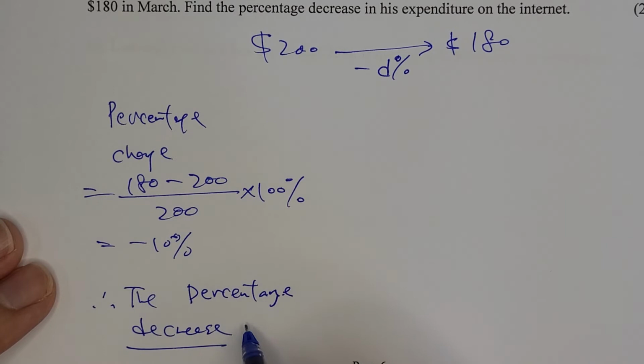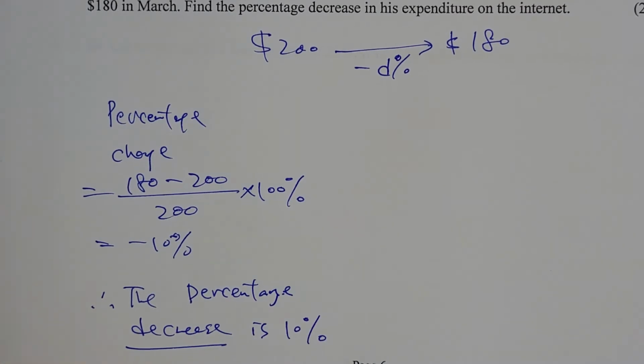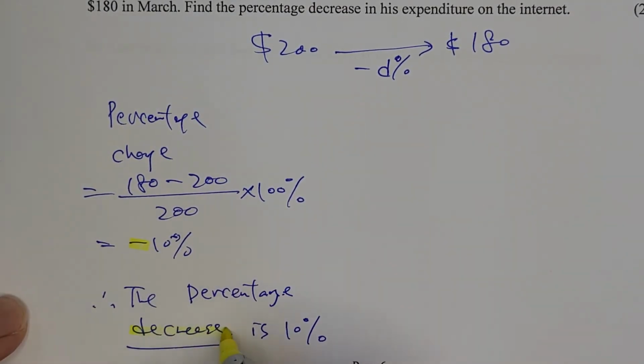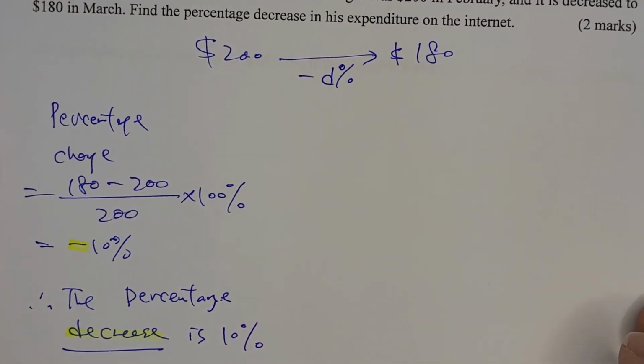The decrease is 10%. When you find the negative number, that is a decrease. Do not answer that the percentage change is negative 10. No, the percentage decrease is 10%. Just take the number. That is the first method to do it.